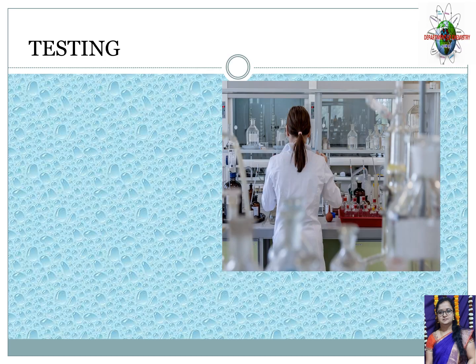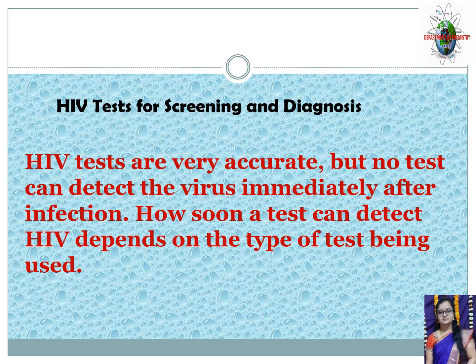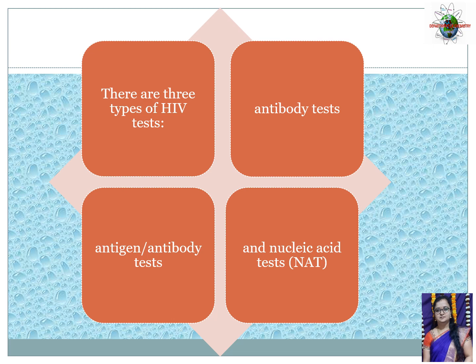Now we shall learn about the different methods for testing this HIV virus. HIV tests for screening and diagnosis. HIV tests are very accurate, but no test can detect the virus immediately after infection. How soon a test can detect the HIV depends on the type of test being used. There are three types of HIV tests: antibody tests, antigen or antibody tests, and nucleic acid tests, otherwise known as NAT.